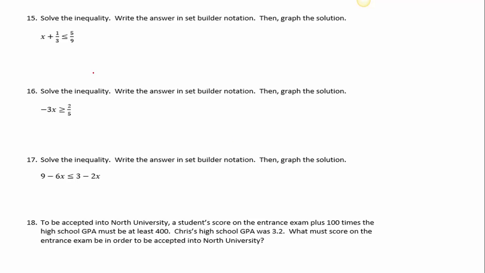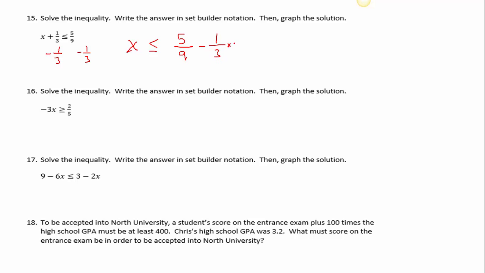Solve the inequality, write the answer in set builder notation. So to solve this inequality, all we need to do is subtract 1/3 from both sides. So x would be less than or equal to 5/9 minus 1/3. Notice that the lowest common denominator is 9. 9 is a multiple of itself. 9 is a multiple of 3.